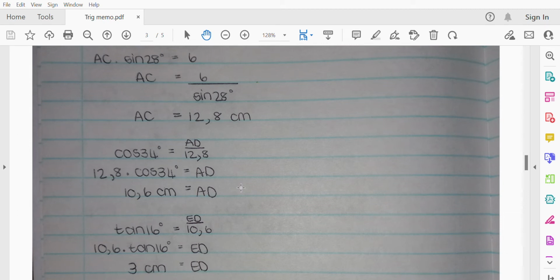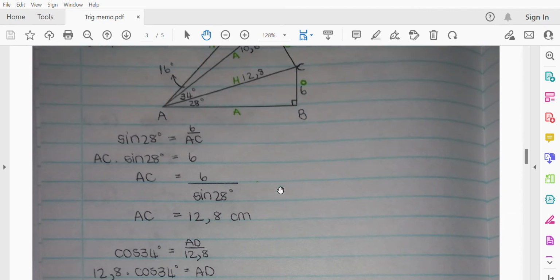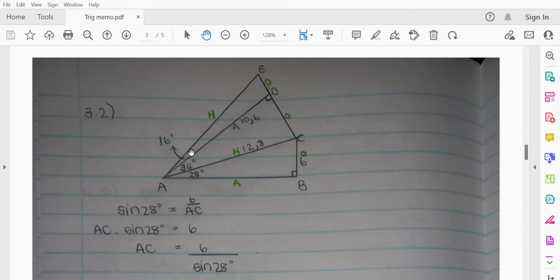Okay, kan ek gou teruggaan na die sketsie toe net? Okay, so if you look at that top triangle, I have got this angle of 16. Ek het vir AD, daar het ek hom ingevul, 10,6. En ek soek vir ED, met ander woorde daai enetjie daar oorkant. So van hierdie hoek af, I've got the adjacent side, and I want the opposite side. So dit beteken ek gaan tan gebruik, nee.